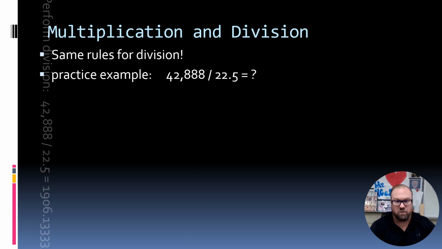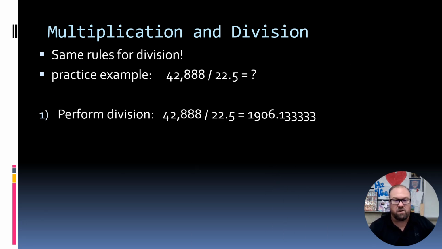Well, first off, let's knock out the division in our calculator. When you divide 42,888 by 22.5, what you get is 1,906.133333. Great. It's a randomized number, but it helps to show that you can really do it with anything in your calculator. Now, what we're going to do is analyze these numbers for sig figs.